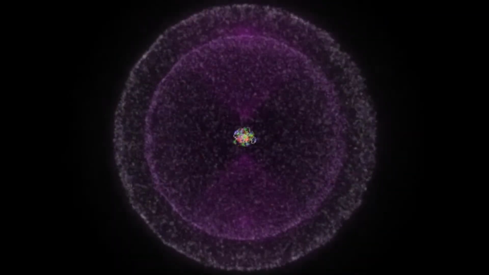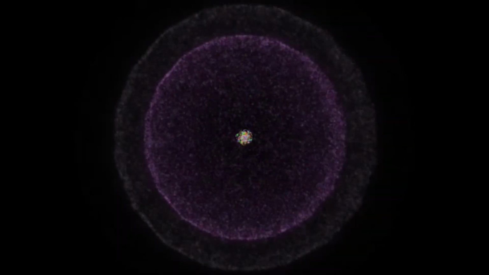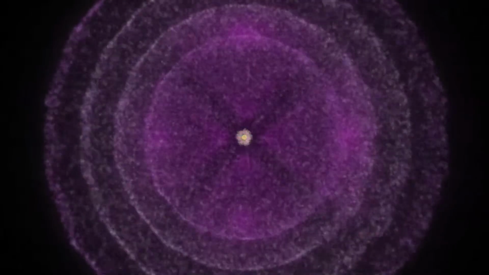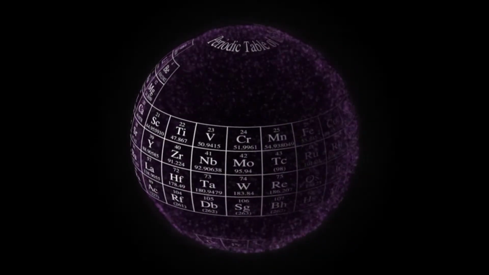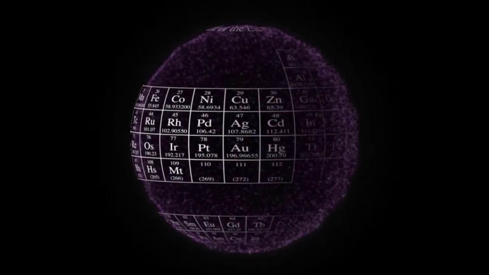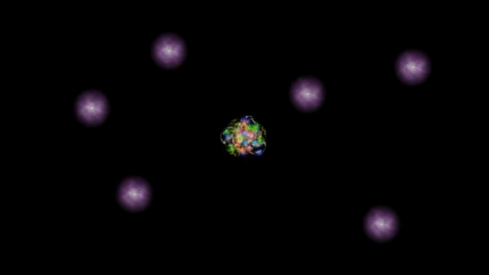Carbon has 6. Oxygen, 8. Gold has 79. And uranium, 92. There are nearly 90 stable elements. The largest of them contain close to 800 fundamental particles joined in a complex but stable structure.